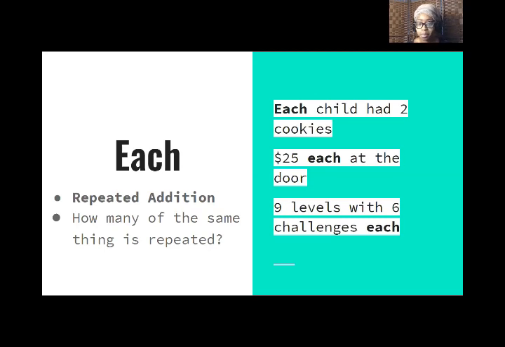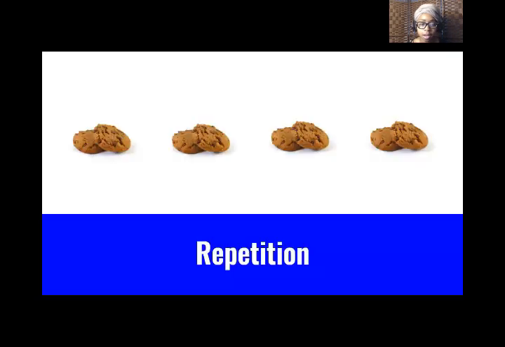For the first example, we can see it says each child had 2 cookies, and that is resembling the picture that we have here. Each set of these cookies belongs to a child, okay? And so we can say that each child had 2 cookies, and there are 4 children.